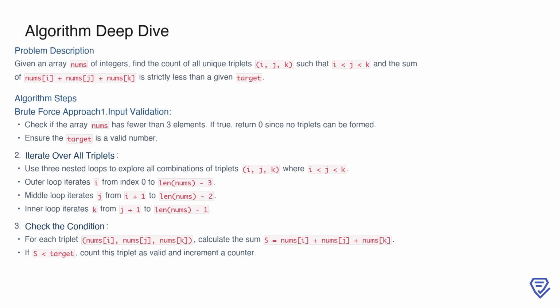Next, we iterate through all possible combinations of triplets using 3 nested loops. The outer loop picks the first number, the middle loop picks the second number, and the inner loop picks the third. For each combination, we calculate the sum of the 3 numbers and check if it's less than the target. If it is, we count that triplet as valid by incrementing a counter. This straightforward method ensures we consider every possible triplet in the array.